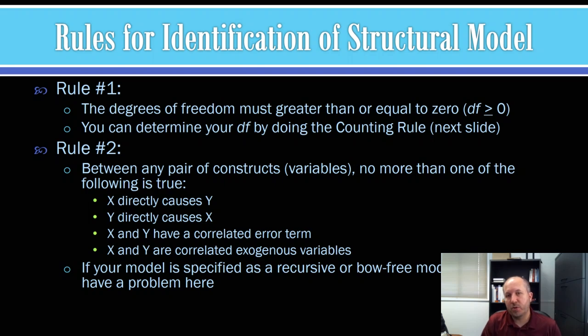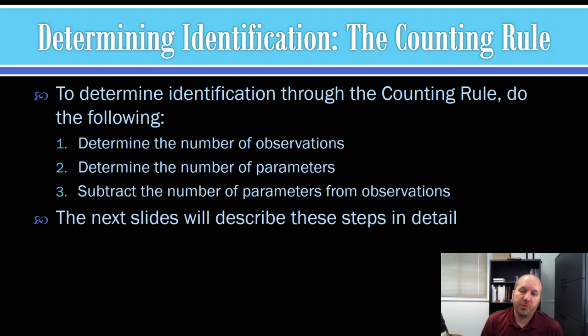And if you follow the rules we talked about for specification and making sure that you have either a recursive or a bow-free model, you're not going to run into this issue for rule number 2. So as long as you follow the rules for specification, you're going to be good to go on rule number 2. So what we really need to worry about is rule number 1, the counting rule. So the way the counting rule works is through simple arithmetic.